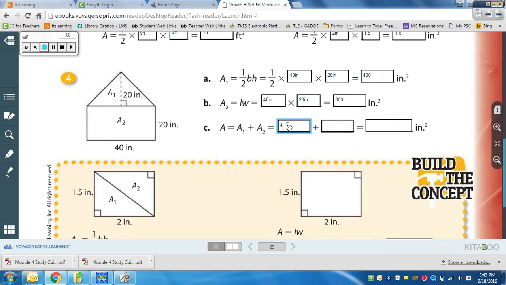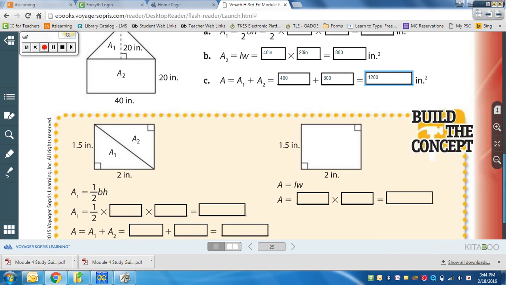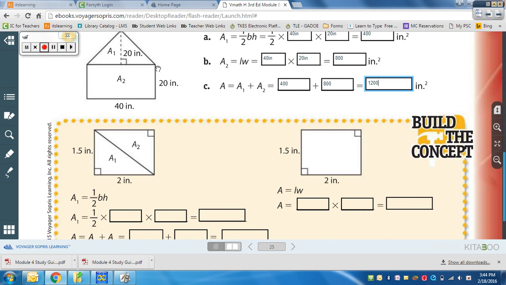So now to find the area of the entire compound figure, we take A1 plus A2. So A1 was 400 inches squared. A2 was 800, for a total of 1,200 inches squared. So that gives you the area of a compound or a composite figure.